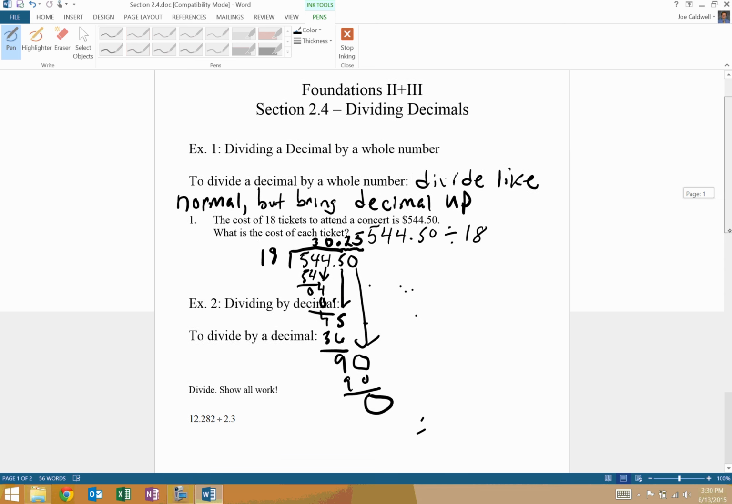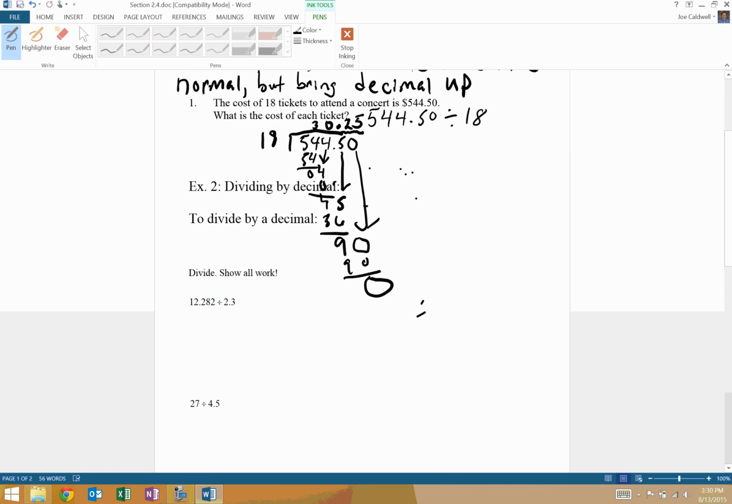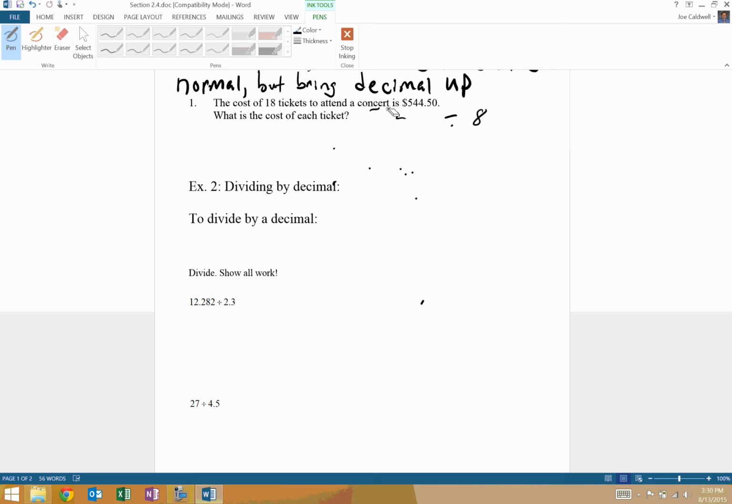All right, sorry about the mess here. To divide by a decimal, I'm going to go ahead and erase this to give us some space. We really can't divide by a decimal, so we have to do something to change it. To divide by a decimal, we need to make it not a decimal anymore.